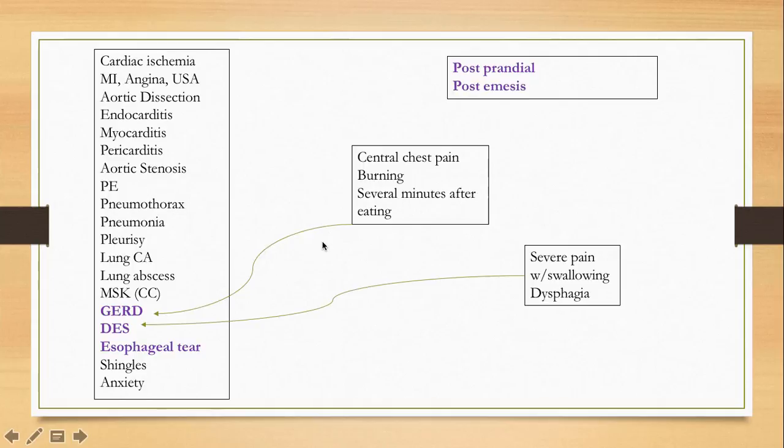And diffuse esophageal spasm usually occurs a few seconds after they've eaten, and sometimes in severe cases they have dysphagia. And people who have recently vomited or had hematemesis, you should suspect esophageal tear. Therefore when you are considering these diagnoses in anybody who has chest pain, a good question to ask would be if this is postprandial or post-emesis, and if they say yes, then you can go further down the road and ask more specific detailed questions.